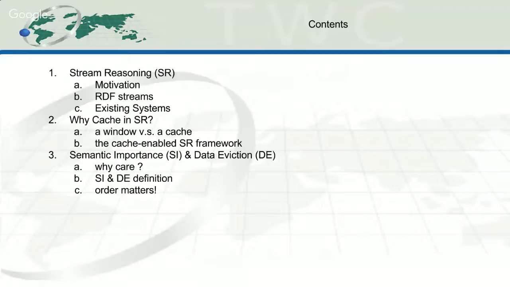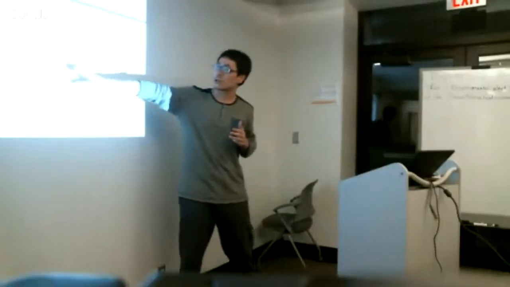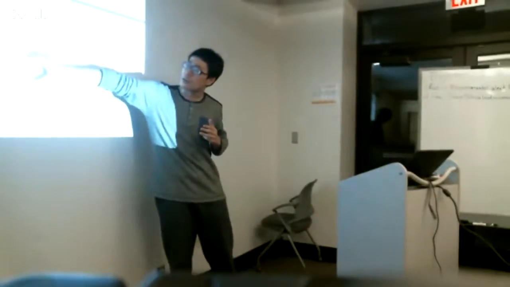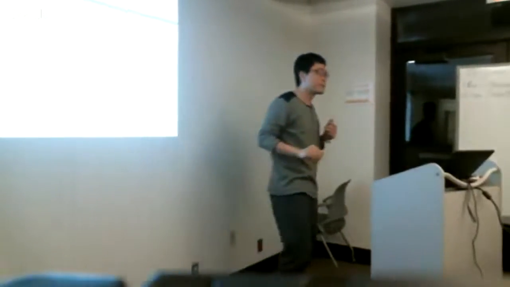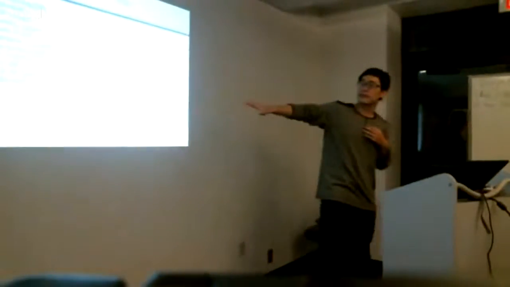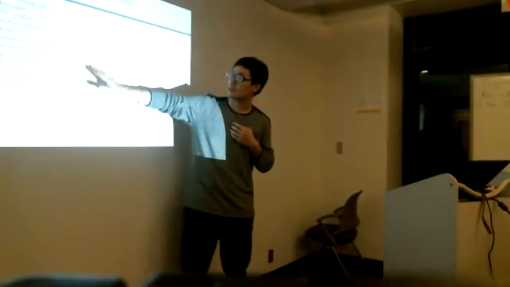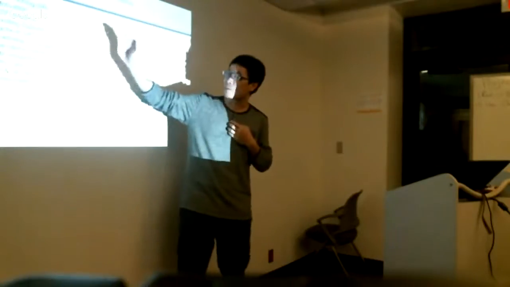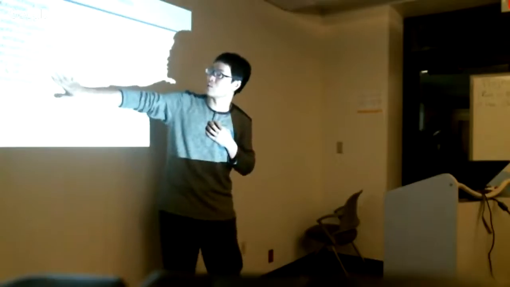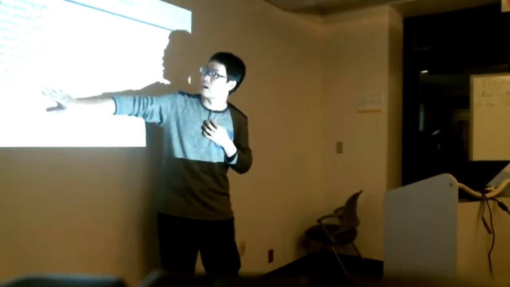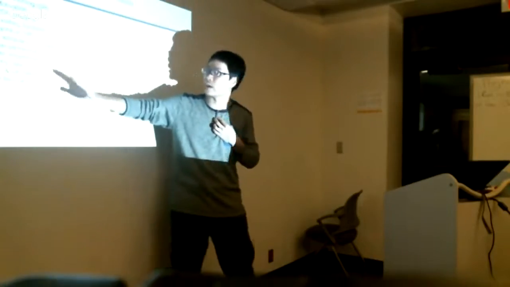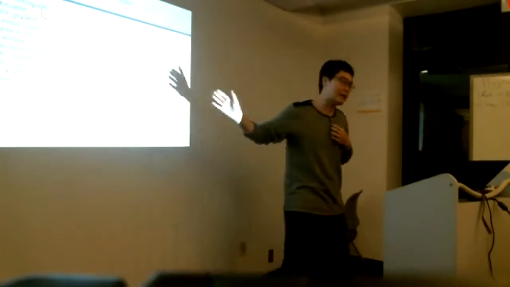I'm going to compare a window and a cache. A window is typically a traditional way of doing stream reasoning. I'm also going to cover my proposed cache-enabled stream reasoning framework. Last but not least, the other important section of my talk is semantic importance and data eviction. I'm going to cover why we care about these two, their definitions, and why ordering can play an important role in that part.